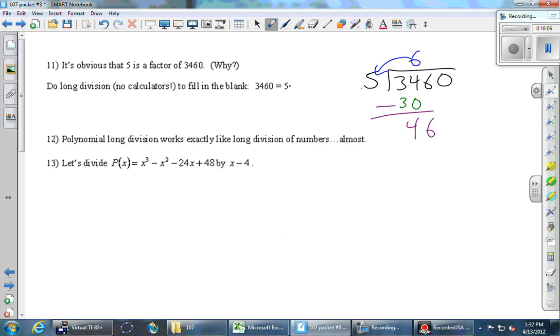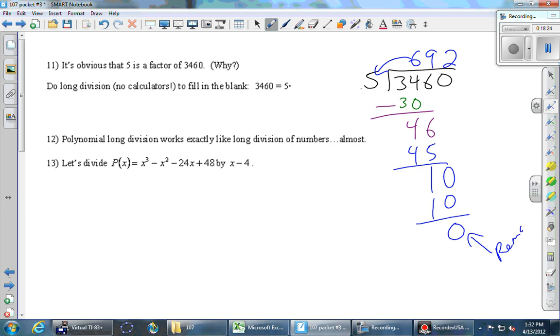So let's do 5 into 46. How many? It's 9. 9 times 5, 45. Subtract, 1. 0 comes down. 5 into 10, 2. 10 here. What is that last number called? That's the remainder. Are you surprised the remainder was 0? No, you knew it went in evenly. If you got anything not 0, that would be a problem.